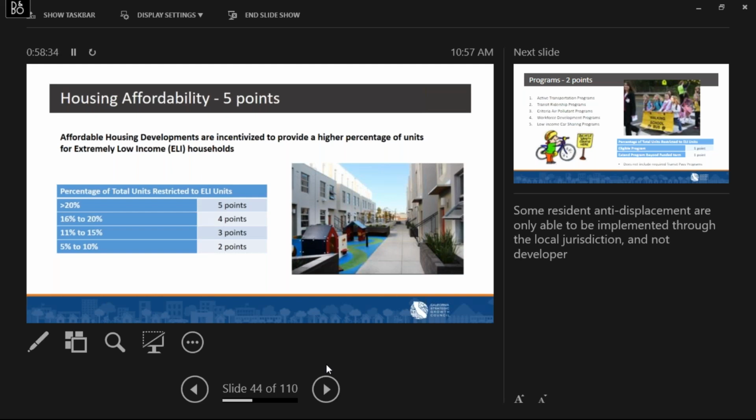We also have 5 points available for targeting units with extremely low income affordability requirements. So if a project has 20% or more of its restricted units dedicated to extremely low income units, then that would be worth 5 points, scaling down according to the percentage of those restricted units which are for extremely low income residents.